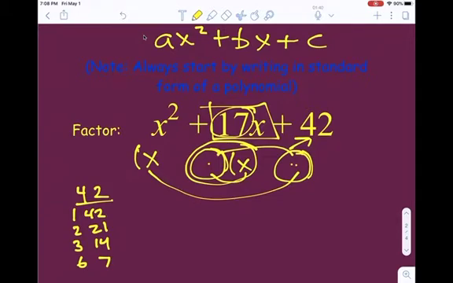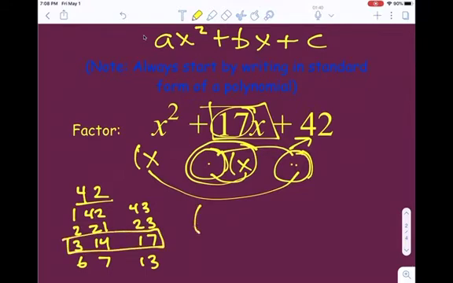So take a look at this. We got positive 42. 1 and 42 add up to give me 43, so that's way too big. 2 and 21 add up to give me 23. 3 and 14 give 17, and then 6 and 7 give me 13. Well, the only one that matches both criteria is the 3 and 14.